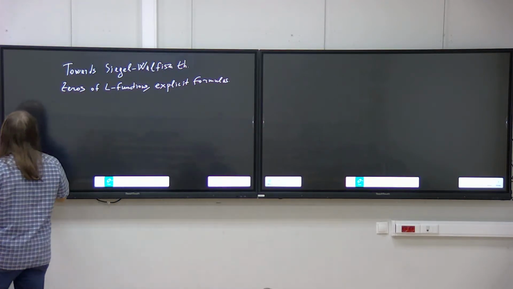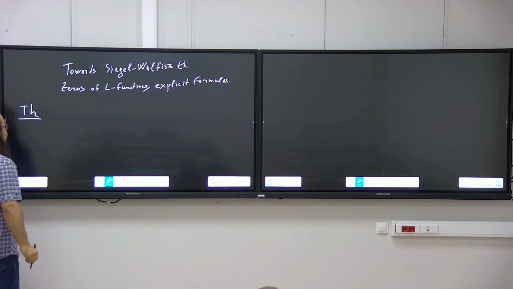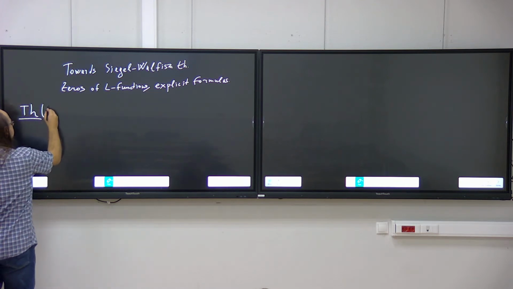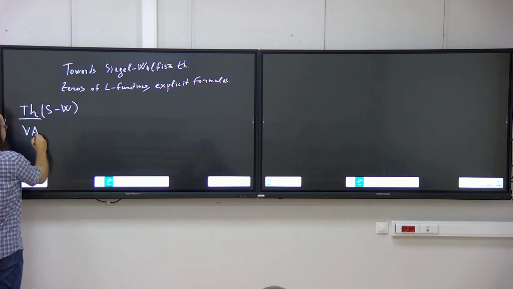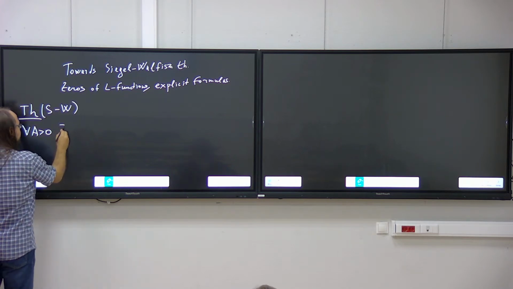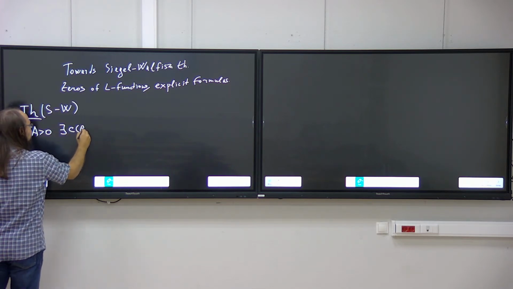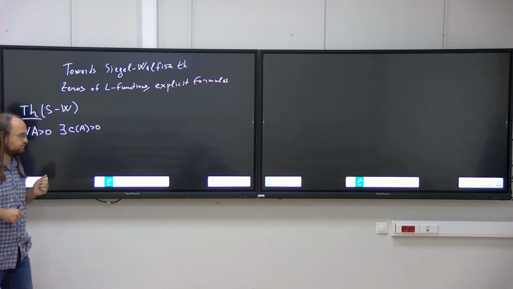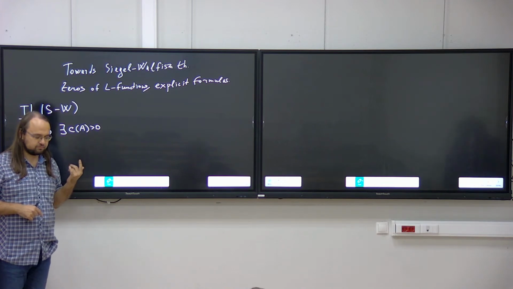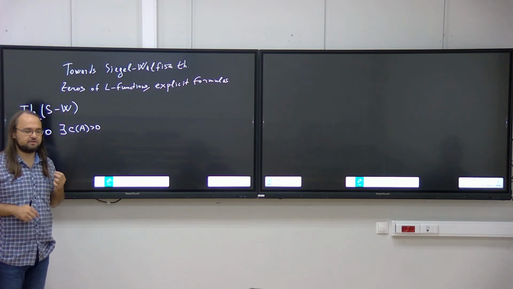So to remind everyone, the Siegel-Walfisz theorem is the following statement. I actually don't remember if I formulated this theorem yet, but probably. So the Siegel-Walfisz theorem is a quantitative form of the prime number theorem in arithmetic progressions.